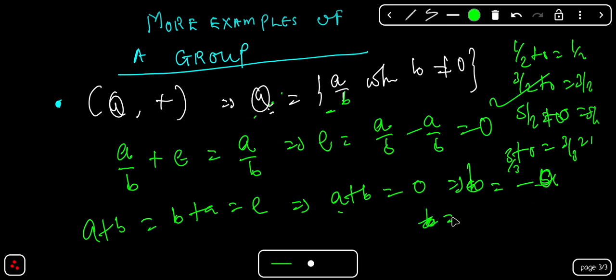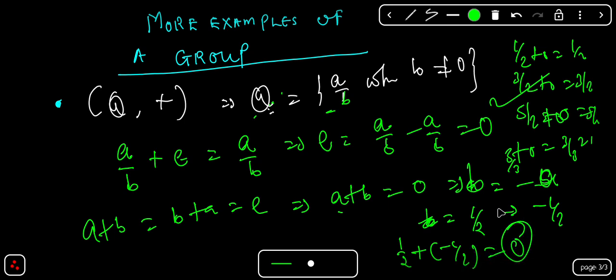So the inverse of A will be negative A. Now if you take 1 over 2, what will be the inverse of 1 over 2? The inverse of 1 over 2 will be minus 1 over 2, because 1 over 2 plus minus 1 over 2 will give us 0, and 0 is the identity element. So we can see that Q comma plus is a group. But is it an abelian group?